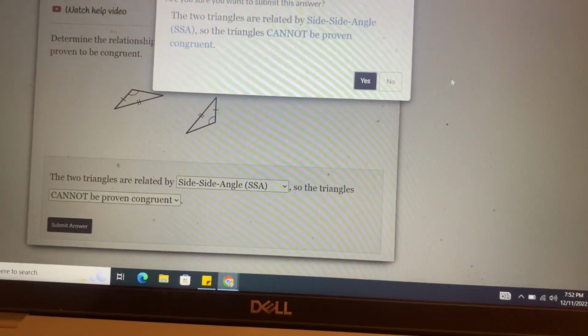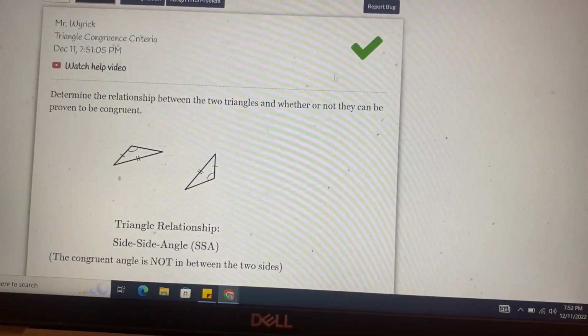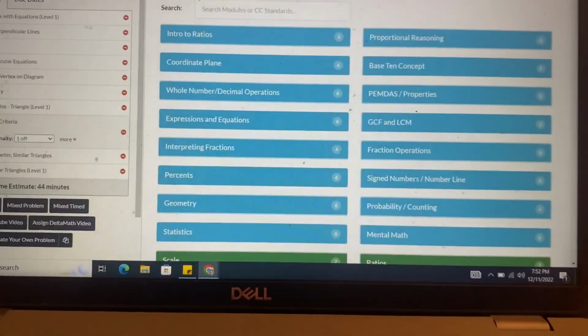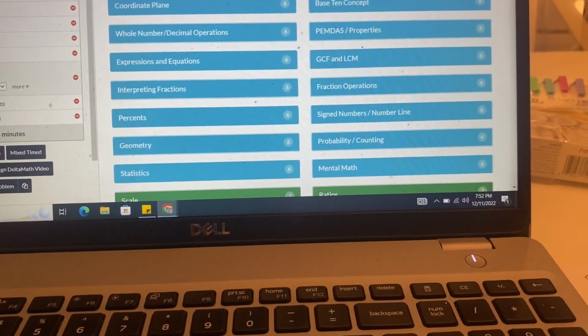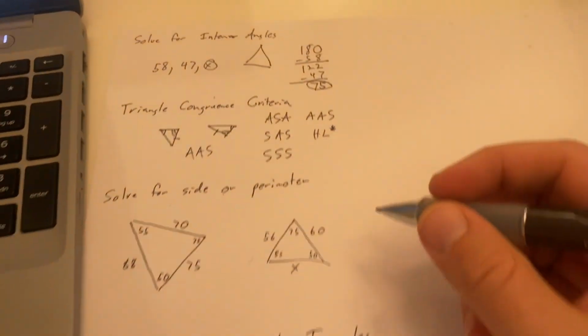Not a valid answer in geometry. See, everybody knows it. Even Delta Math knows it. No donkeys in geometry. The next one, solve for the side or the perimeter when you have similar triangles.